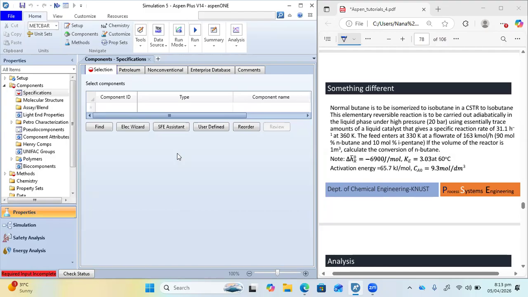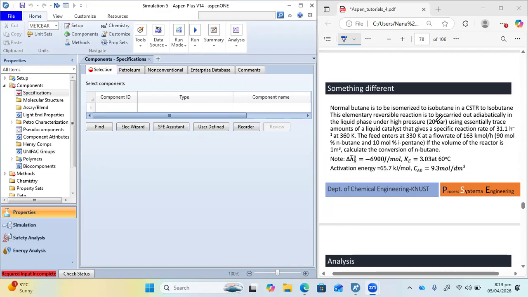Okay. The next question. This time we're dealing with a reversible reaction. We are told that normal butane is to be isomerized to isobutane in a CSTR. This elementary reversible reaction is to be carried out adiabatically in the liquid phase.